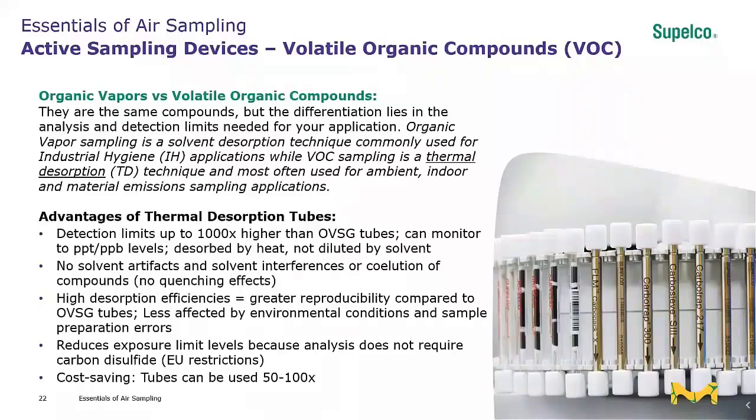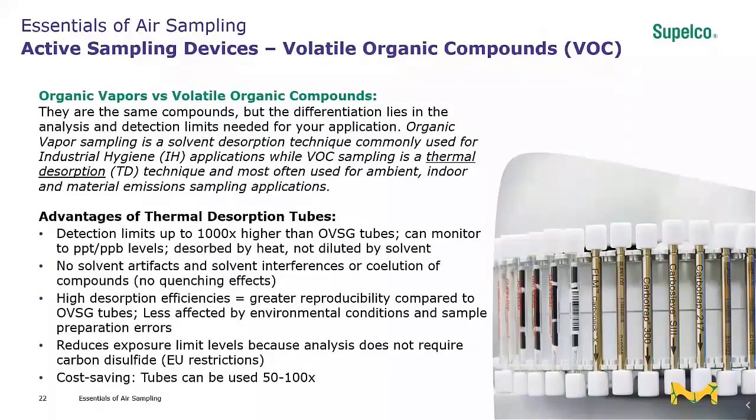Thermal desorption tubes are different in that they're not desorbed by solvents. And what's nice about them is they have detection limits that are up to 1,000 times greater than organic vapor sampling tubes. And that's because there's no solvent desorption. And because of this, they can monitor at ppb and ppt levels. They're desorbed by heat. There are no solvent artifacts or interferences. They have high desorption efficiencies and greater reproducibility, and they're less affected by environmental conditions.